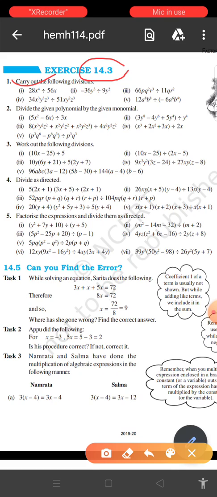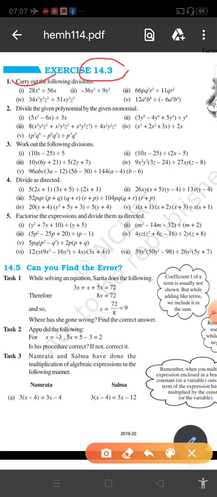Here the first part of question number 1 is 28x power 4 divided by 56x. We have learned how to add and subtract algebraic expressions. We also know how to multiply two expressions. We have not, however, looked at division of one algebraic expression by another. This is what we wish to do in this section.